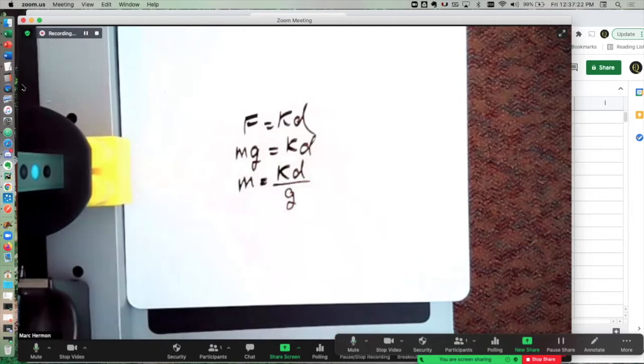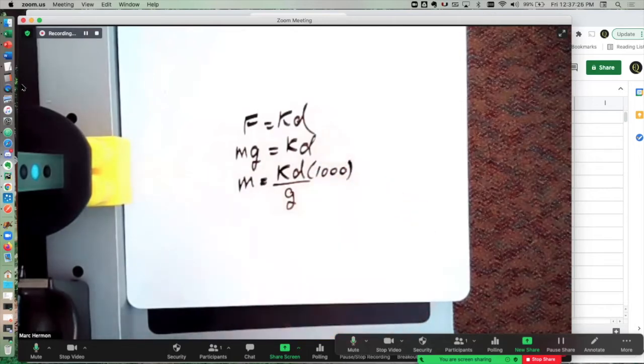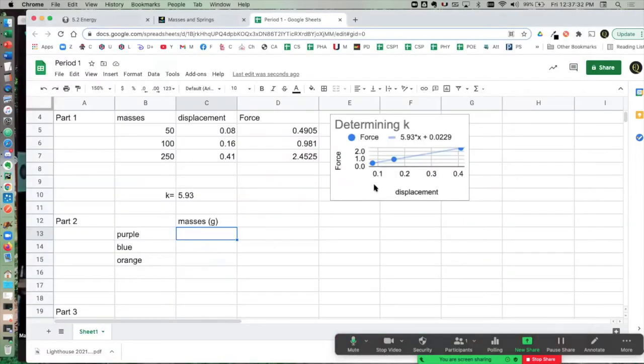What? Times by 1,000, right? So I'm going to times that by 1,000. So there is an equation, right? There's an equation that I can put in to the Google Sheet right now. Okay, right in here. Well, let's do it here.